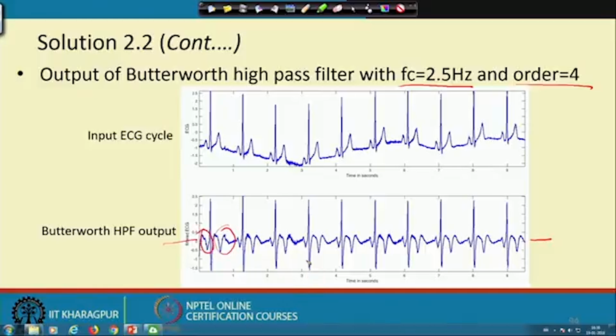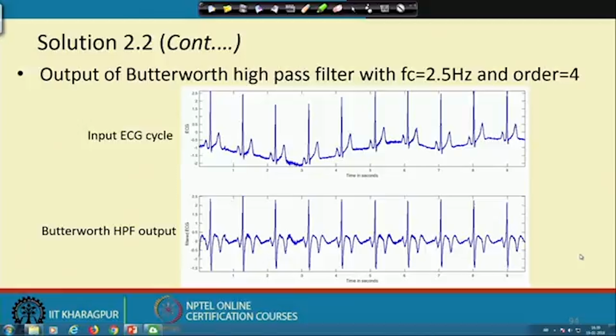And the difference between the Q and the S wave has increased here, we note that. So, it is actually worse than with cutoff frequency 1.5. So, certainly it cannot be the best choice.